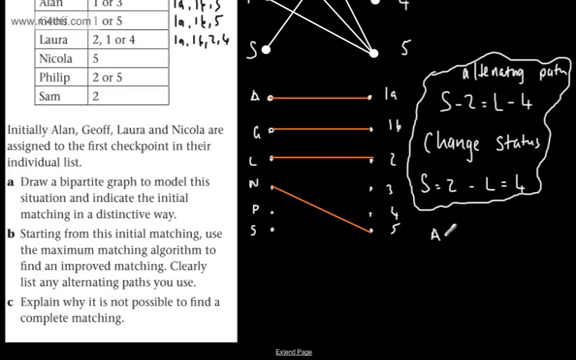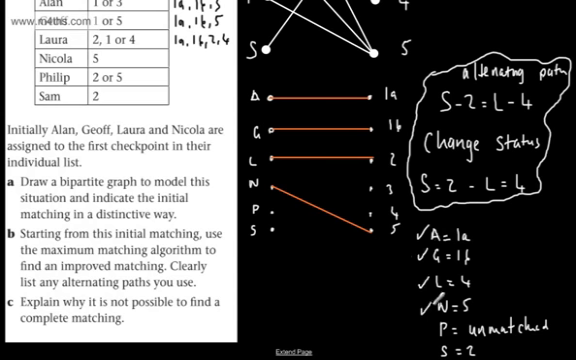So if we consider now, A is matched to 1, G is still matched to 1B or 1. L is no longer matched to 2, L is matched to 4. N is still matched to 5. P is unmatched, and we need to say that just here. P is unmatched. And then S is now matched to 2. So we can see that we've got 1, 2, 3, 4, 5 matches instead of 4. So carrying out the maximum matching algorithm has increased the number by 1.